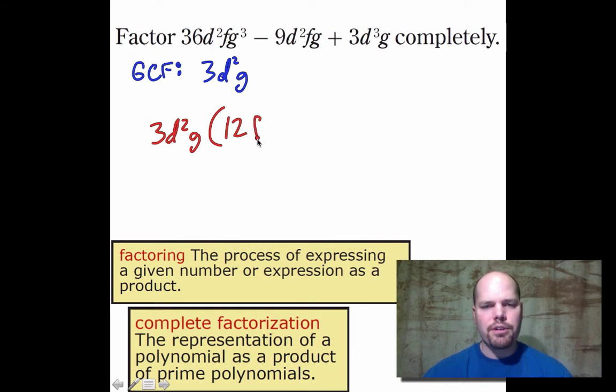We need an f there because our GCF didn't have one, and we need a g squared, so when we multiply these back together, we get 36d squared fg cubed. Okay, we're going to go to the next term, minus.